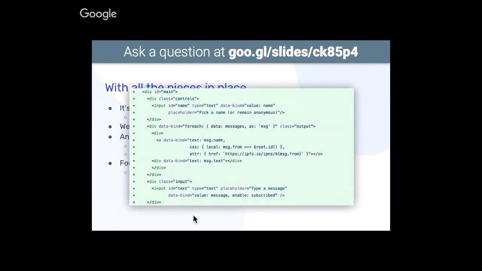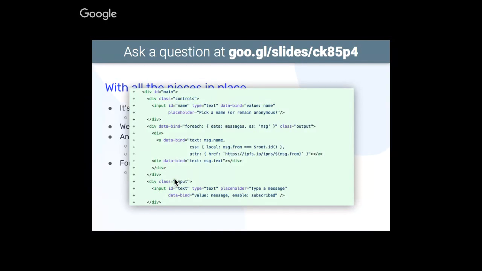So this is pretty much all we need to make our chat bindings work. At the top, we want to have a little input where you can put your username. So that's what we have here. It's just a text input, and we're going to bind its value to the name of our view model. And then I just stick a placeholder in here so that you can give some feedback to your user.